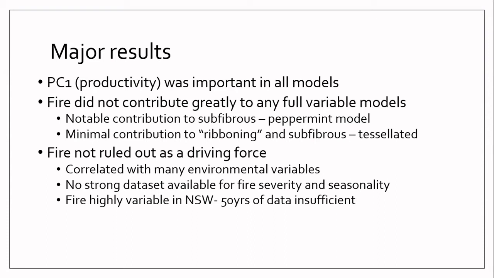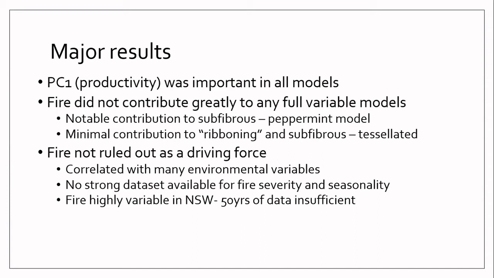And even though fire didn't contribute greatly to a lot of them, I'm not ruling it out as a driving force. I think it's still important. Part of the reason I think it didn't have a lot of good explanatory power was that it's correlated with many of the environmental variables. And with random forest models, the correlation between variables can affect importance metrics. And it's also not a strong data set for explaining fire regime because it doesn't incorporate fire severity or seasonality.